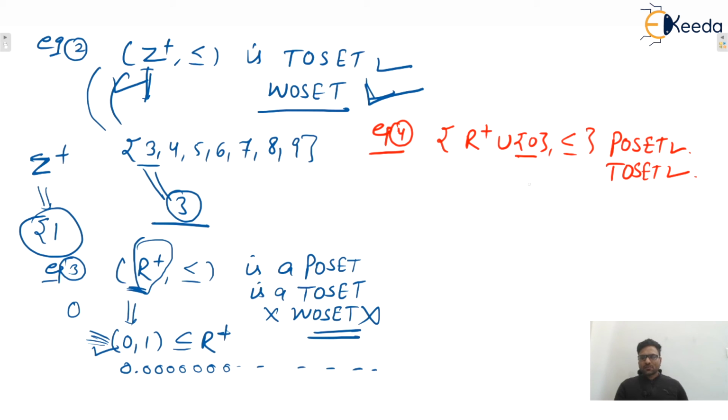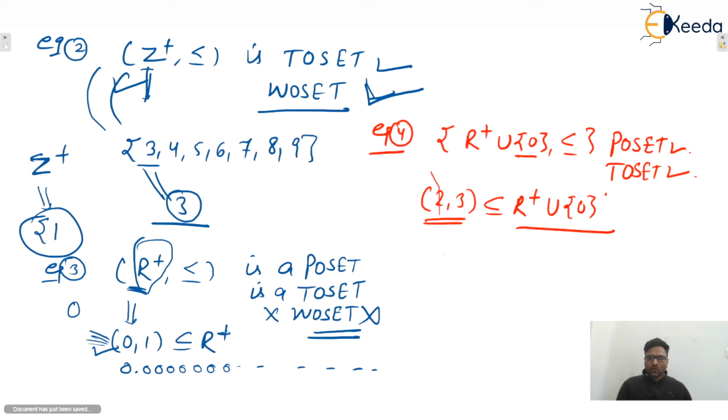Okay. Next, whether this one is a WO set or not. Let us consider one subset of this given set, R plus union with 0. Let's say 2 is not included. Now you tell me, 2.00000, we don't know which one is the least, isn't it? So we took one subset and we cannot find the least element in this subset. So this one is not a WO set.